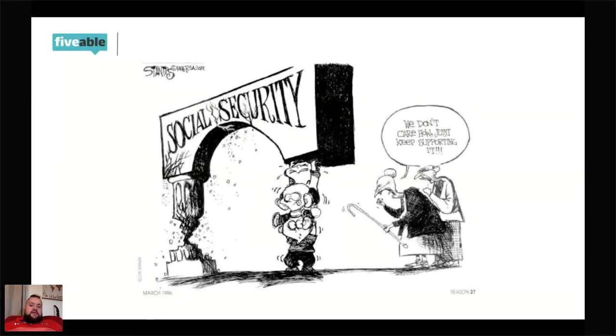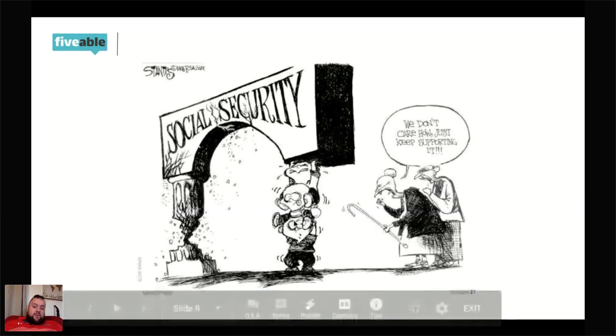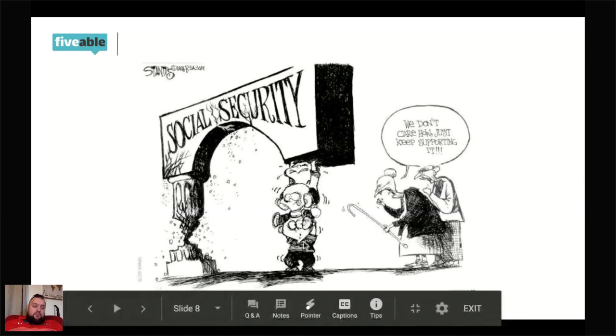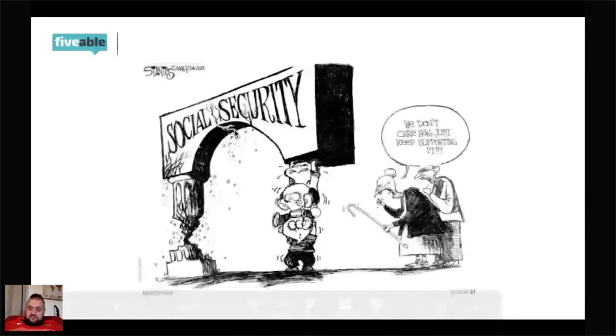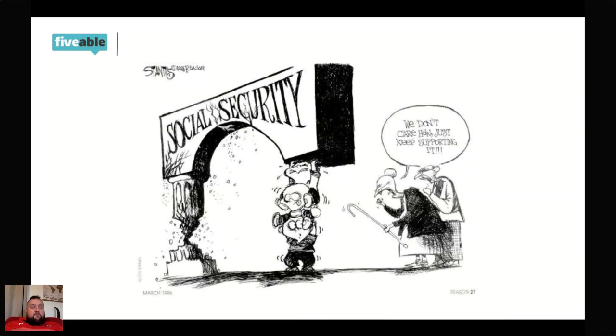Yeah, you're exactly right. So here we've got a bunch of kids that are holding up Social Security, but just barely. There's not enough of them to hold up what needs to happen. Social Security is starting to get these cracks in it because there's not enough of us. And you've got the older people over here who are saying, we don't care how, just keep supporting it. So maybe the other thing that could be an option is if we don't want to raise the age.